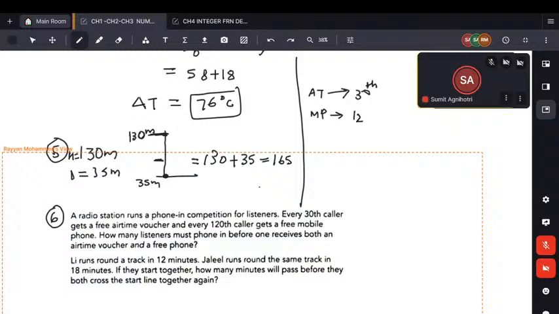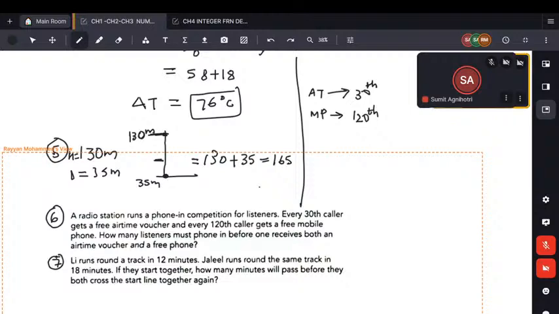Okay, then one more question is over here. Okay, this is the next question. How many listeners must phone in before one receives both an airtime voucher and a free phone?